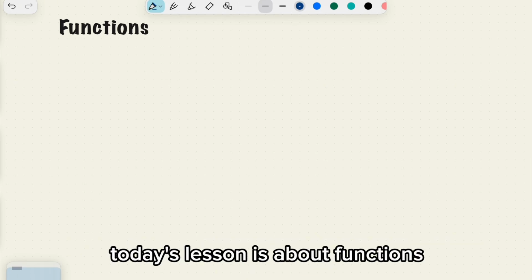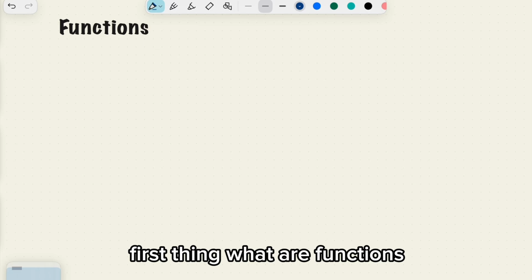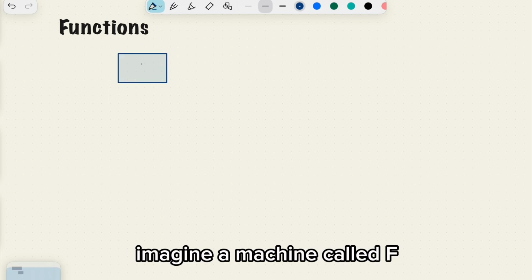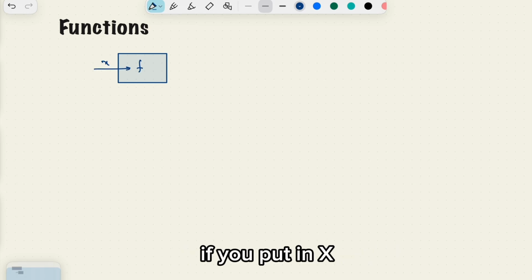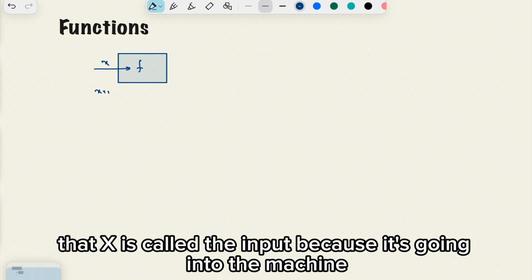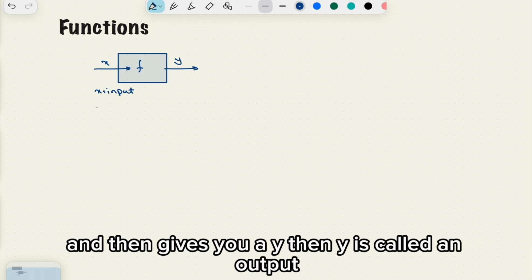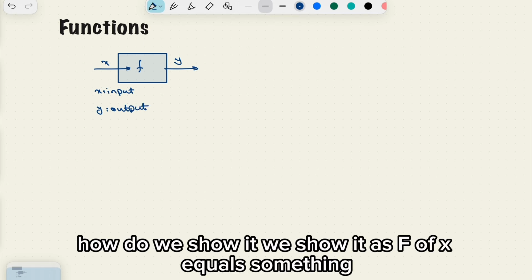Today's lesson is about functions. First thing, what are functions? What does a function mean? Imagine a machine called f. If you put in x, that x is called the input because it's going into the machine. And then the machine f changes x in many ways and gives you a y, then y is called an output.